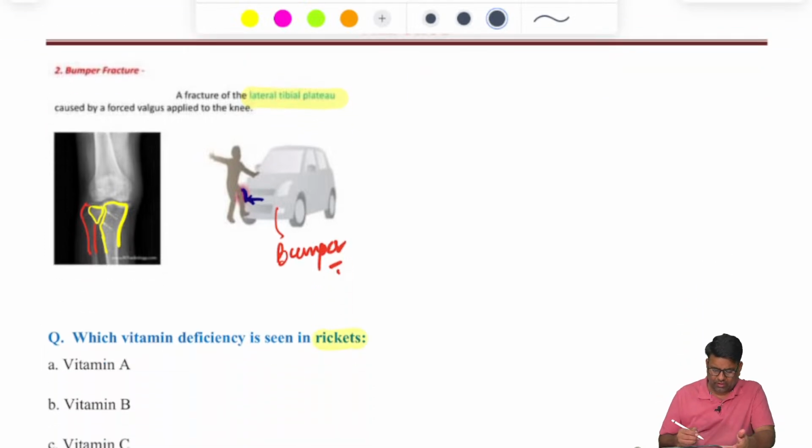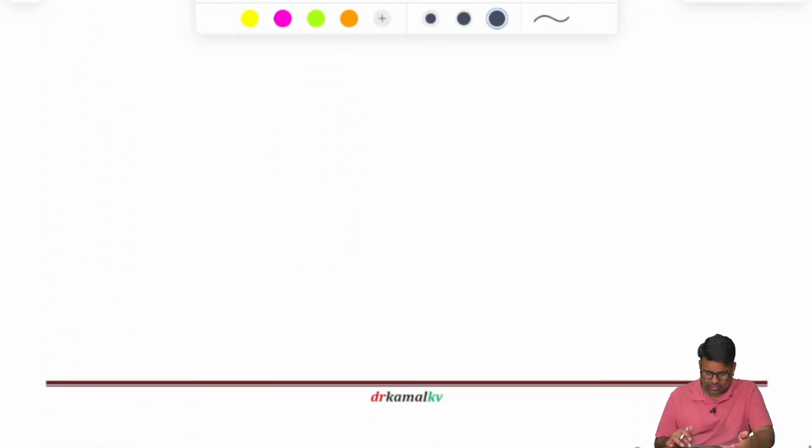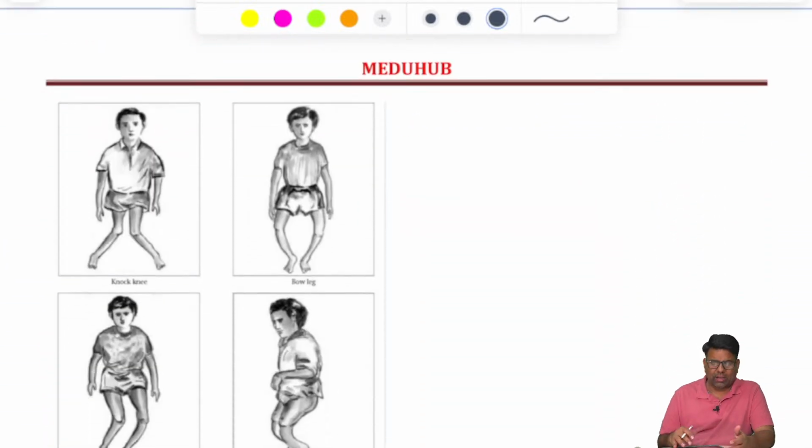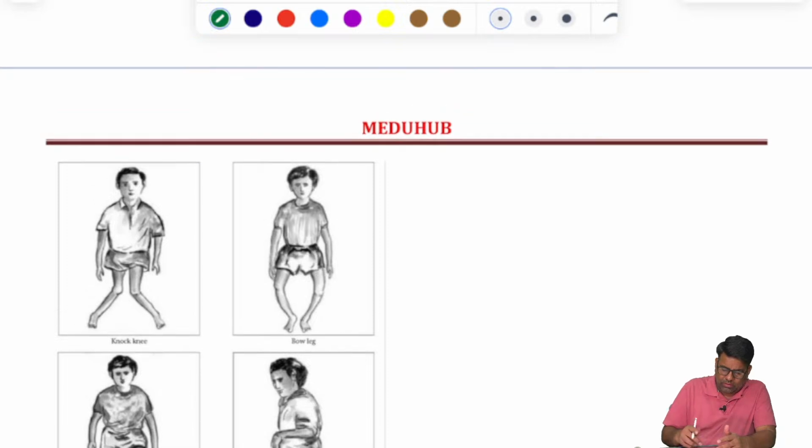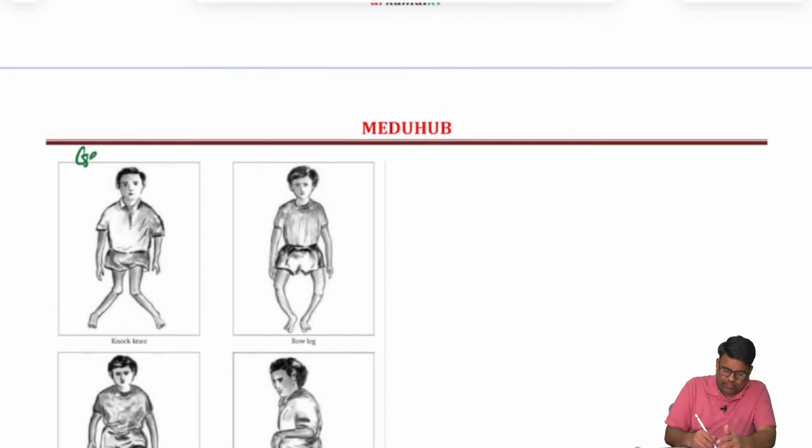Then I think this is a very basic question, no need to discuss anything. Rickets, vitamin D. In rickets we can have any sort of deformity over the knees. It can be genu valgum, and there can be genu varum, right?